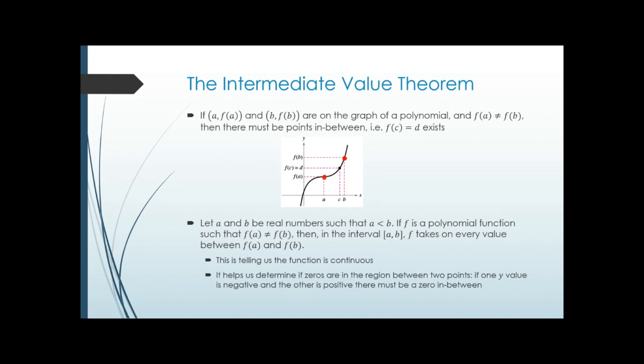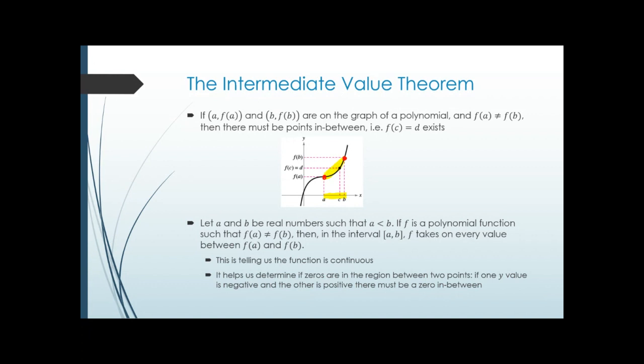Now the second part of the intermediate value theorem says that we have these numbers A and B, and A is less than B, as we have in this picture here. If A is less than B, and the y values are not equal to each other, so it's not a flat line, then in the interval connecting these two points, let me highlight that, in between these two x values, we have to hit every y value between those two y's.